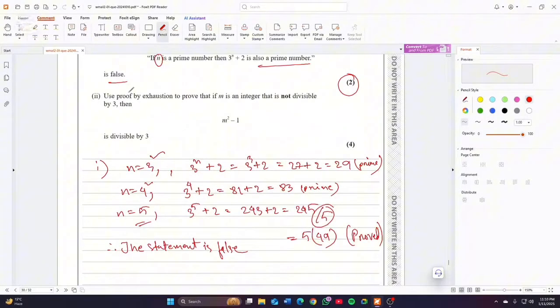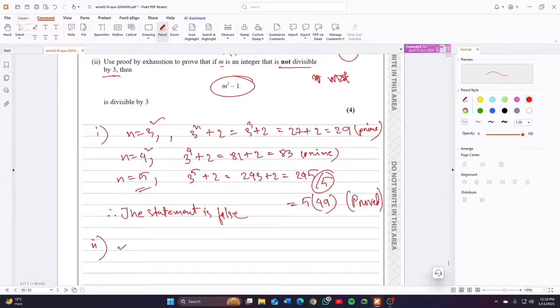Now for question 2, use proof by exhaustion to prove that if m is an integer that is not divisible by 3, then m squared minus 1 is divisible by 3. So m is any integer, 1, 2, 3, any integer, and this m is not divisible by 3. Then m squared minus 1 will be divisible by 3, and we have to prove it. Okay, let's try.